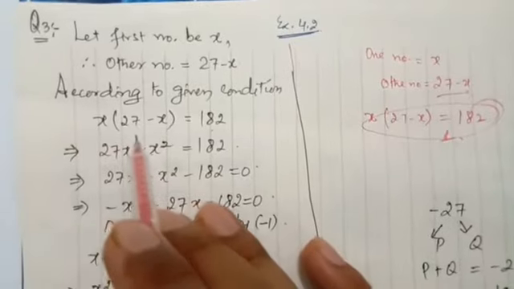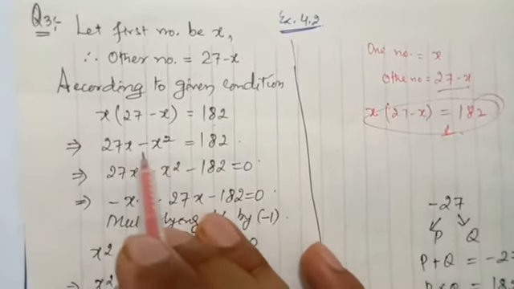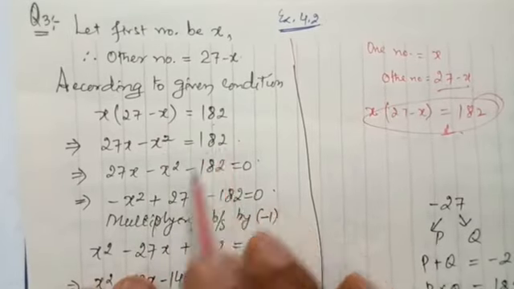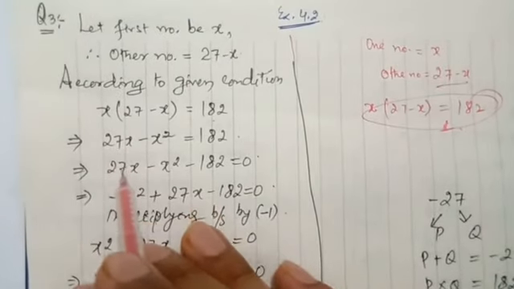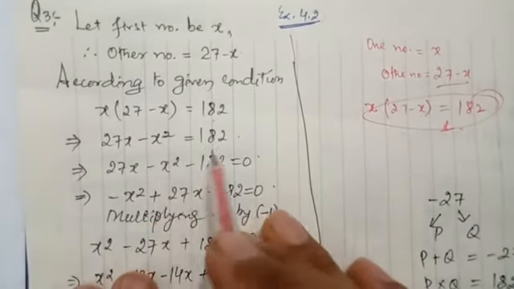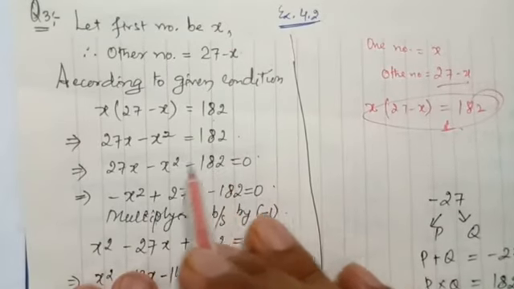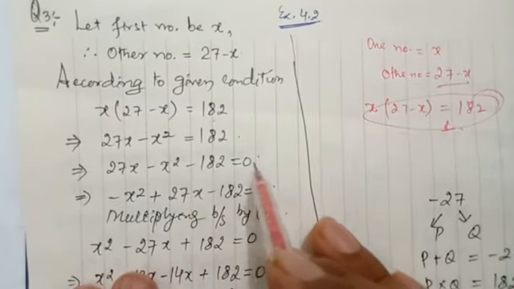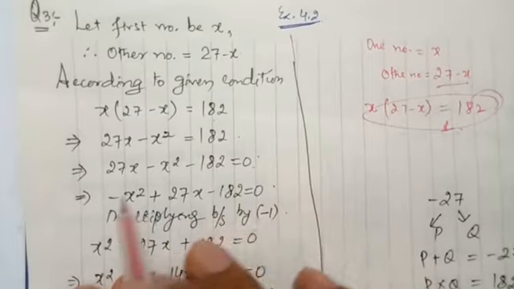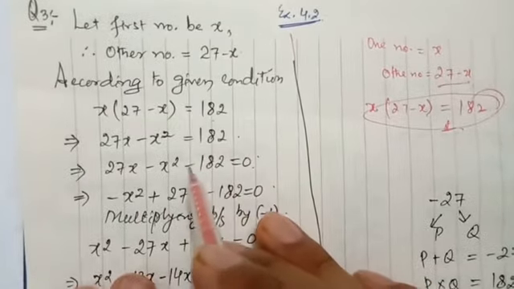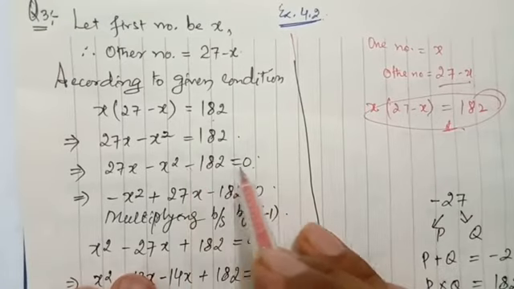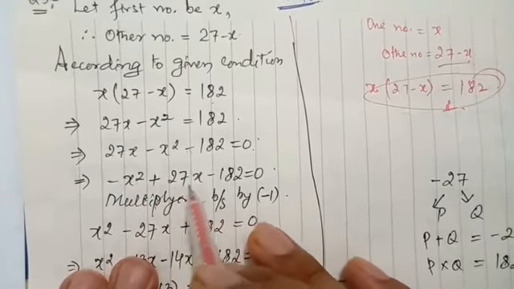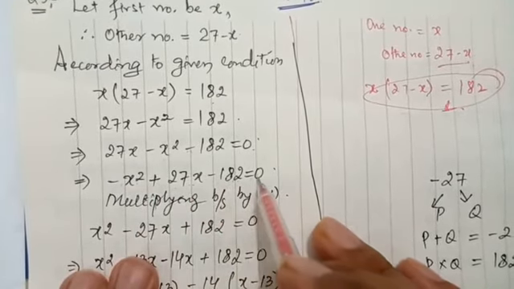See here, x into 27 is 27x. x into minus x is minus x square, equals 182. Then I can write 27x minus x square. I will transpose this 182 to the left hand side. It will become negative, that's minus 182 equals 0. Then I will write here minus x square plus 27x minus 182 is equal to 0.